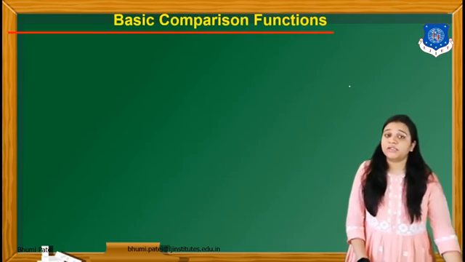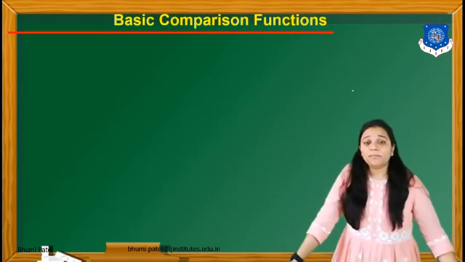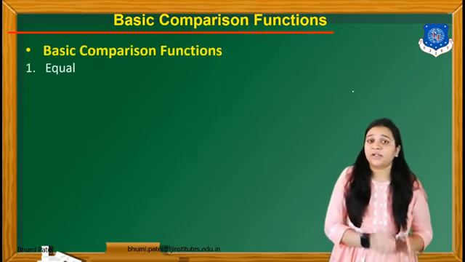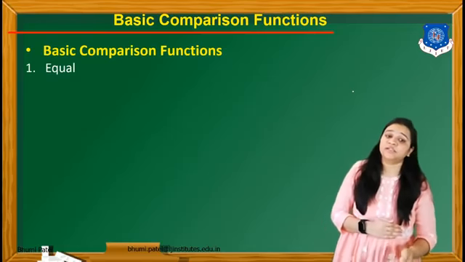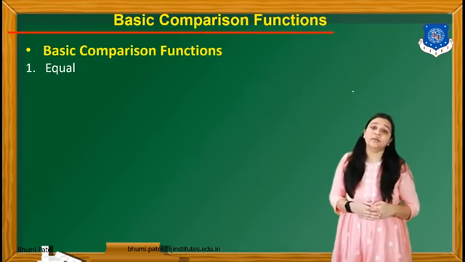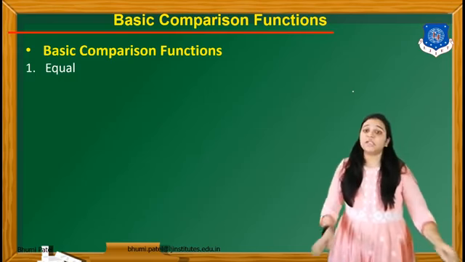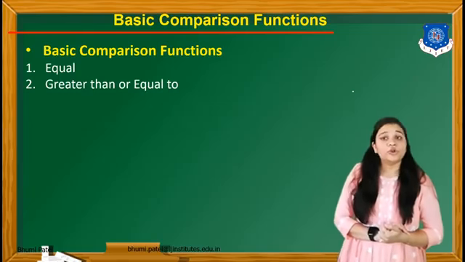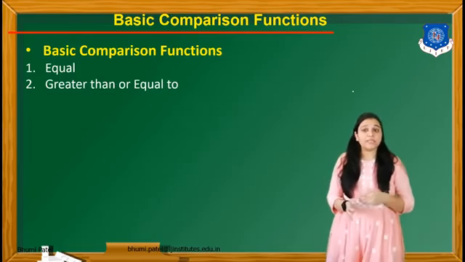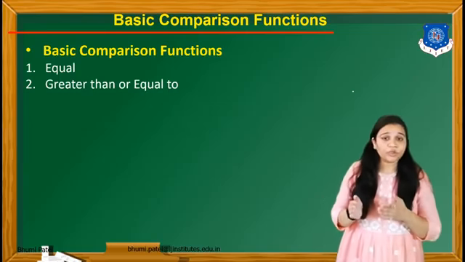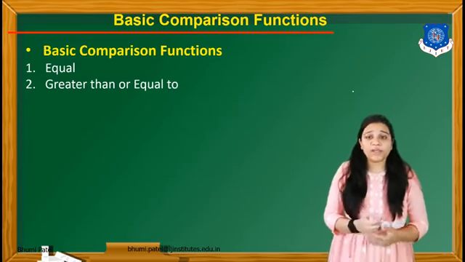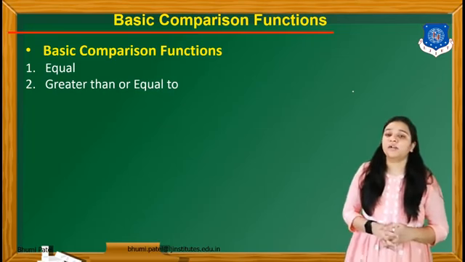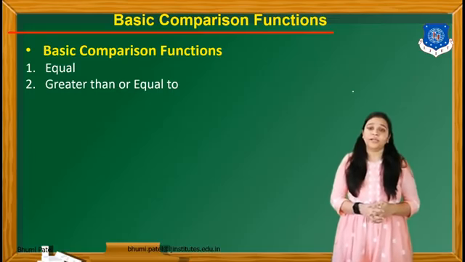In the basic comparison functions, the comparison functions are divided into two parts. The first one is the basic comparison functions, which are used as the basic comparison functions. The first one is equal to and the second one is greater than or equal to. So whenever you draw a program using the PLC, you have to use only two basic comparison functions: equal to and greater than or equal to.